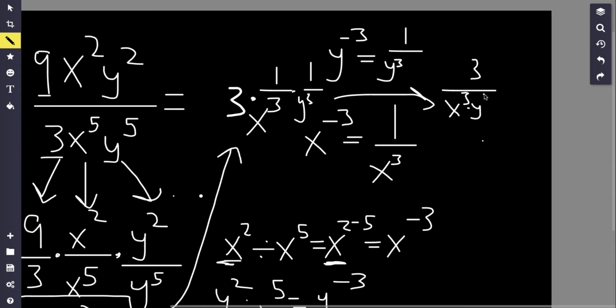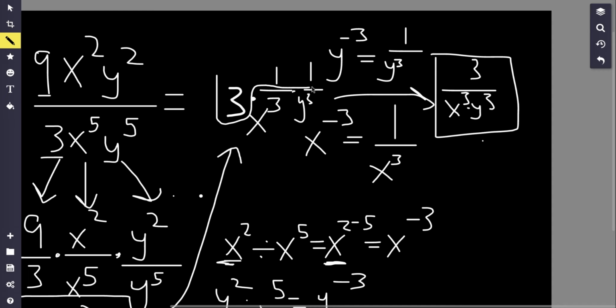And there we go. So all I did there was just multiply out the fractions together. I multiplied the numerator all at once. So 3 times 1 is just 3. And I multiplied the denominator together. x to the 3rd times y to the 3rd is just those two things combined. And there we go.